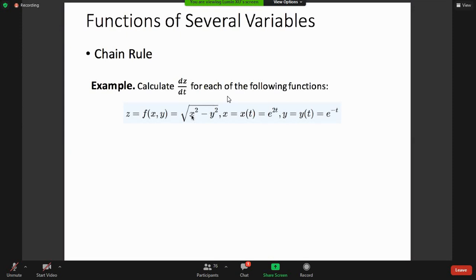I think this example is not very difficult. We can just use the chain rule to calculate it. And first of all, I will ask a question. Why dz/dt here and not partial z partial t?